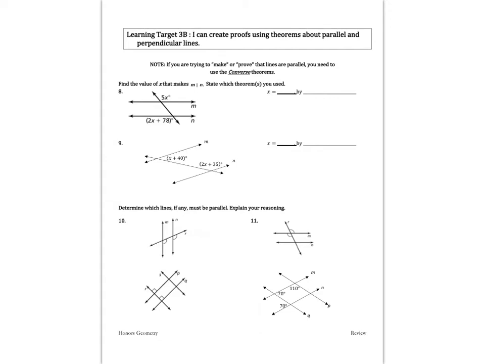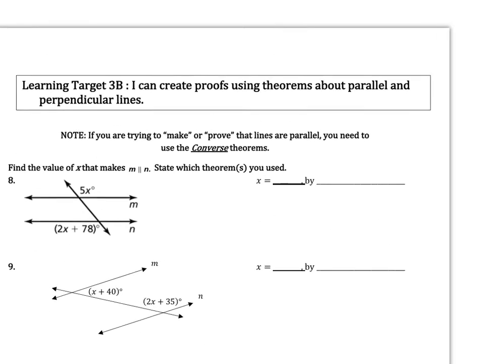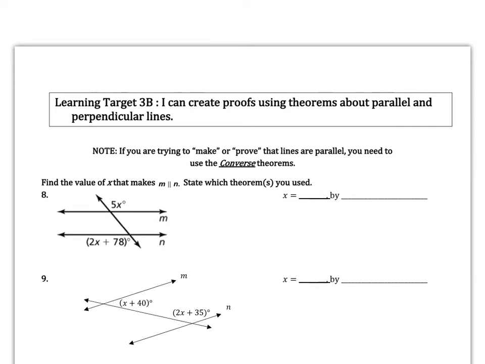On to the next learning target here. Now we want to create proofs and use theorems about parallel and perpendicular lines. All right, so here we're going to say which ones make the lines parallel, and do some proofs here. So a little note: if we want to prove that lines are parallel, we're going to use the converse theorems that we talked about. The original theorem said that if two lines are parallel, then these angles must be congruent. These are alternate exterior angles.